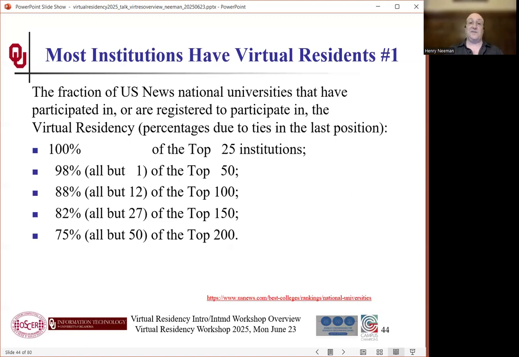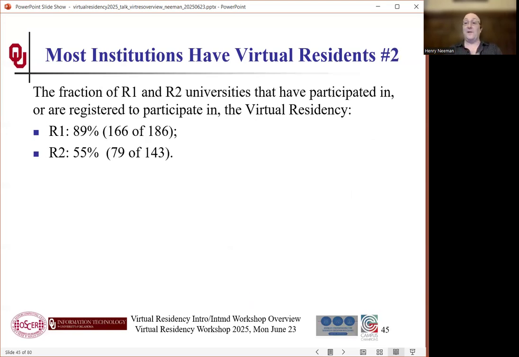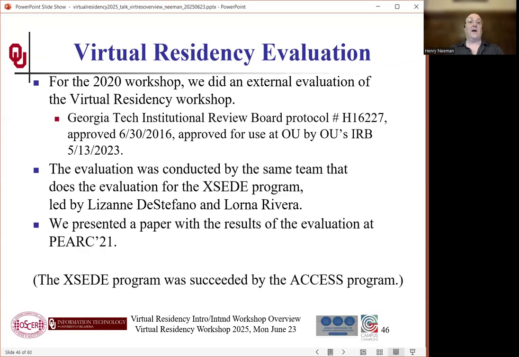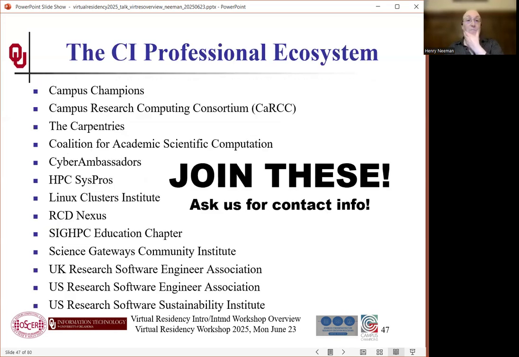And most of these institutions have been participating in the virtual residency. So if you look at the R1s and R2s, 89% of R1s have participated in the virtual residency. Hopefully that number goes up a bit. 55% of R2s have. We did an evaluation several years ago, I guess it's 4 years ago now. It was based on the 2020 workshop. It was published in 2021 and was done by folks who, I think at the time, were at Georgia Tech. They had started at University of Illinois. Doesn't matter. And that evaluation found that people loved the workshop. So the scores ranged from 3.9 to 4.4 on a 1 to 5 scale for all of the sessions.